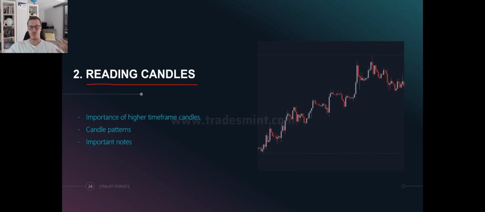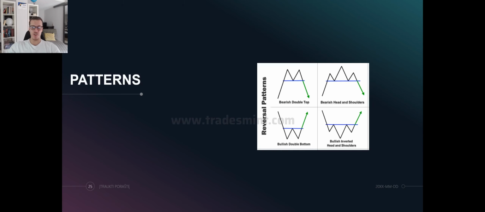So I always set my bias by reading the higher time frames, such as the weekly or monthly time frame. Single candles on the weekly or monthly time frame have a lot of importance, so I want to expand a little on this. Also, not just the candles, but the candle patterns. The key patterns that I focus on when I look at the higher time frame to set my overall bias are these four: double top, head and shoulders, double bottom, and inverse head and shoulders.